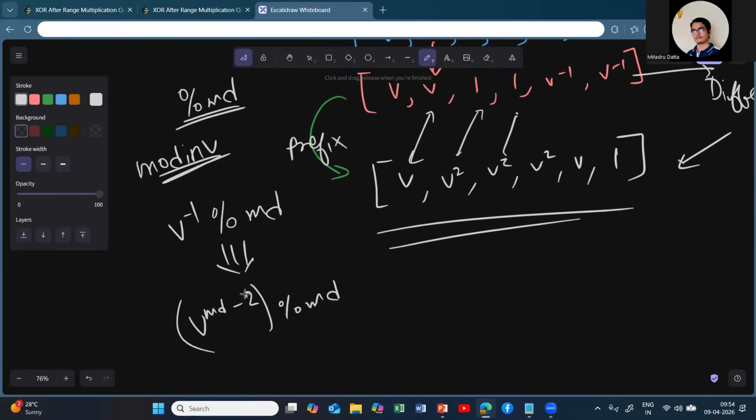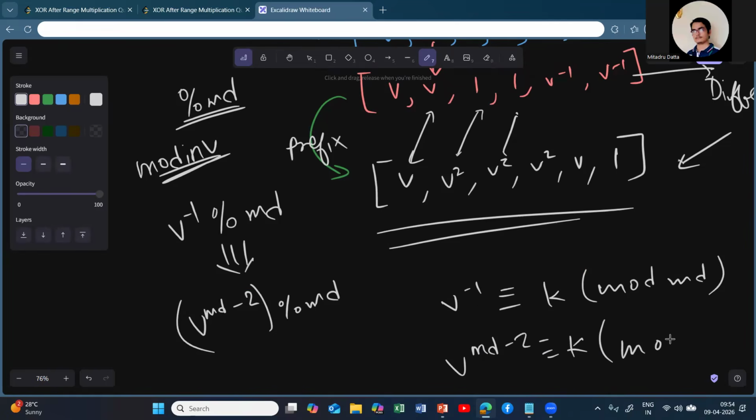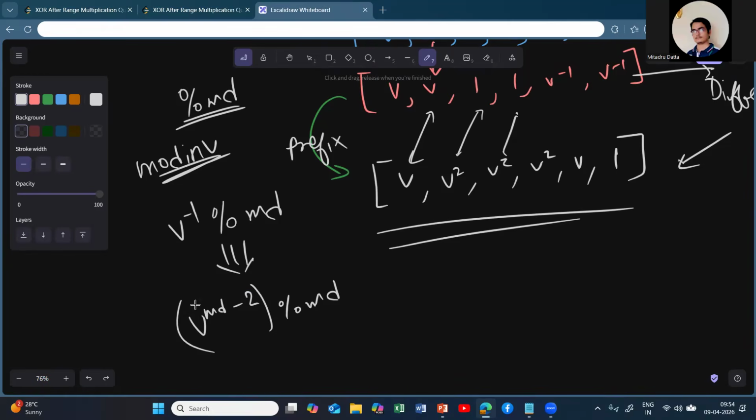So basically, if you know modular arithmetic, if v is congruent to k mod md, then v to the power md minus 2 will also be congruent to k mod md. Okay, so if you don't know congruent arithmetic, you do not need to worry about this. I just used it as a reference. So Fermat's little theorem simply says that v inverse modulo.